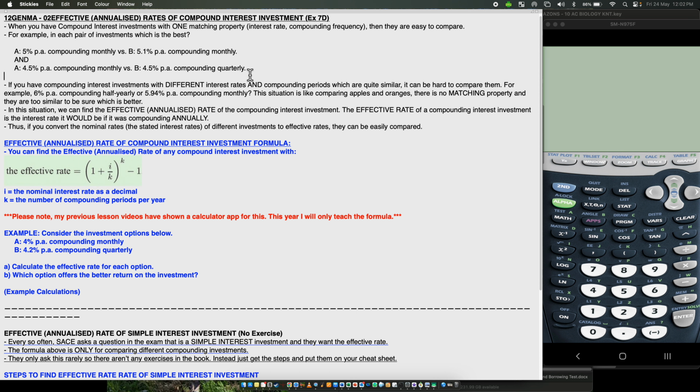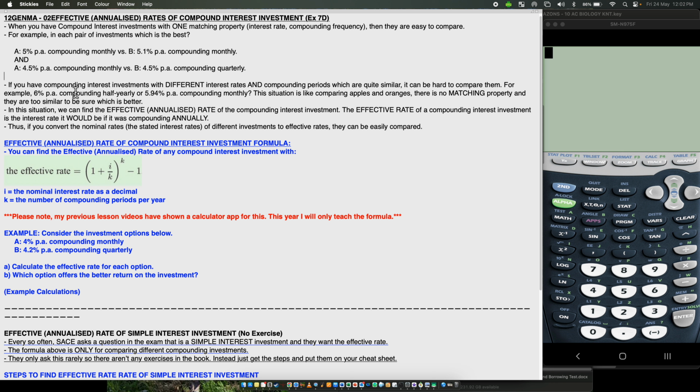If we look at this second one, 4.5% compounding monthly or 4.5% but compounding quarterly, which one would I want to put my money in? The monthly. Why? Because it's compounding more often, even though they're the same interest rate. You're going to get slightly more money.